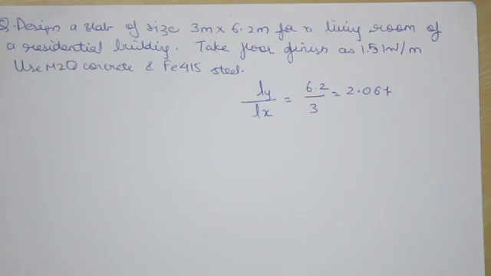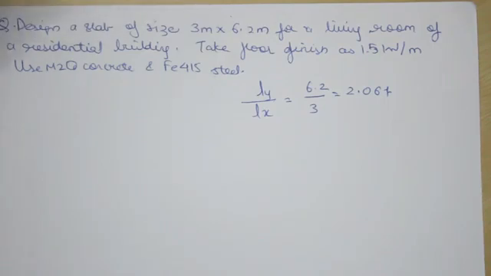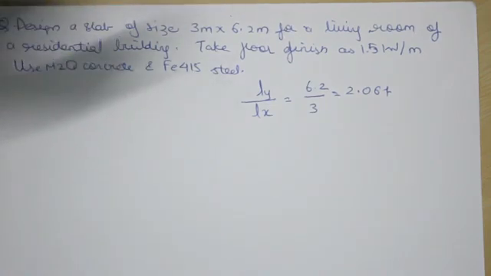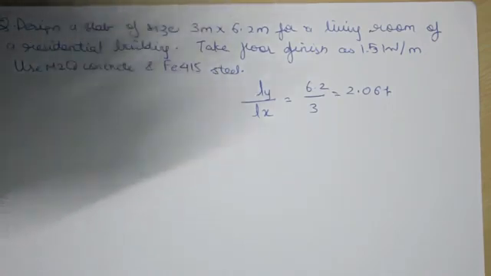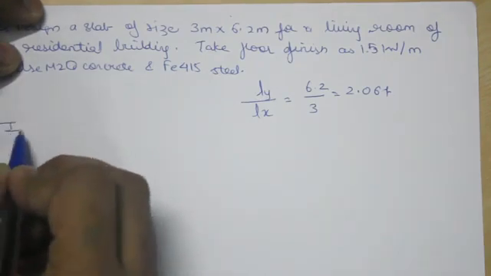Okay, so let's start off with the design. So the design a slab of size 3 meter by 6.2 meter for a living room of a residential building. They have given the floor finish as 1.5 kilonewton per meter squared, and use M20 concrete and Fe415 steel. Okay, so the first step would be to determine the depth of the slab. So this will be a trial depth, and if our checks are satisfied, we will use this depth only.